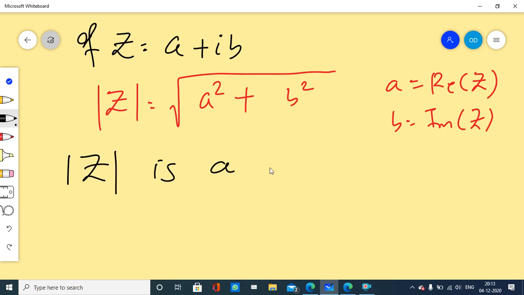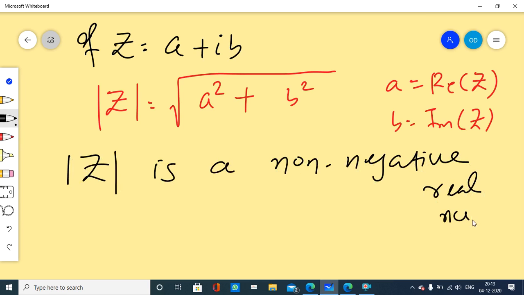That this is a non-negative real number. I told you this, that the modulus of a complex number is a real number. Okay? And in addition to that, it is a non-negative real number. The modulus of any complex number cannot be negative. It is always either 0 or positive.